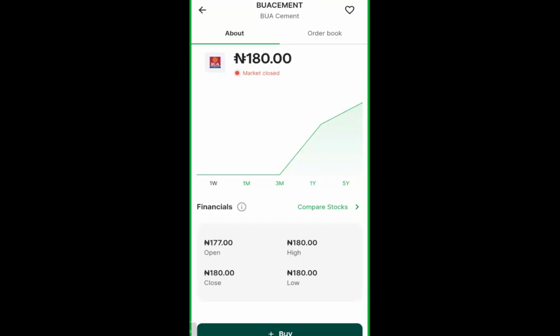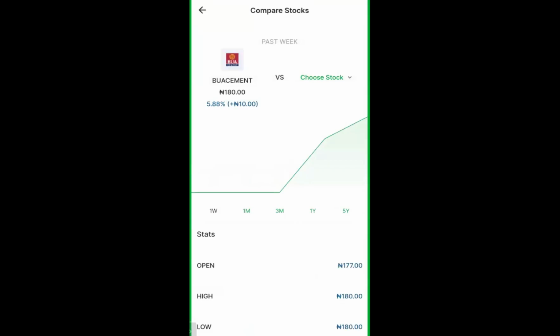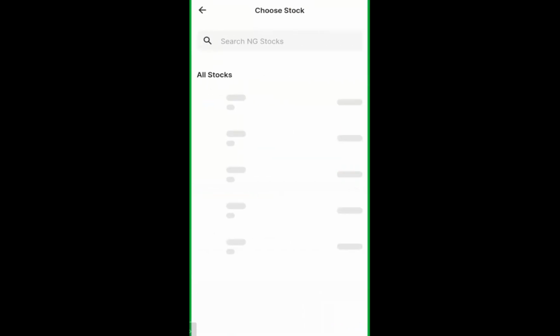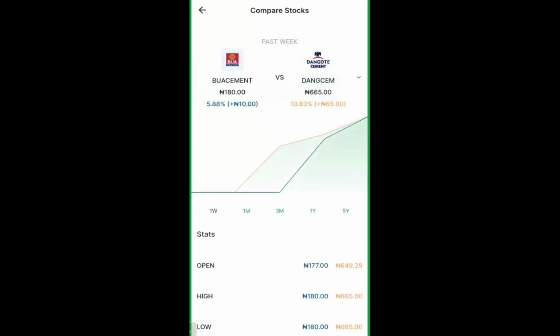What I just want to do here now is compare this to Dangote Cement. So I clicked on compare, and then I'm going to click on choose stock. This is Dangote Cement, guys. Can you see what I'm saying? The price difference.